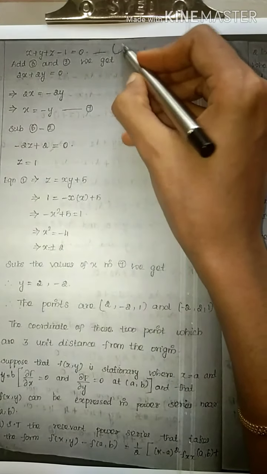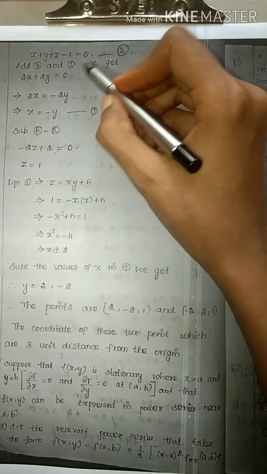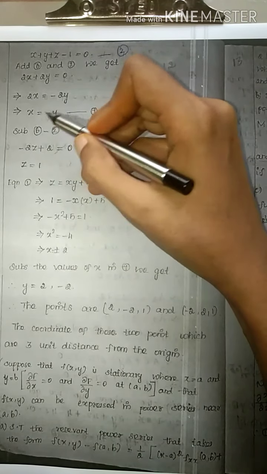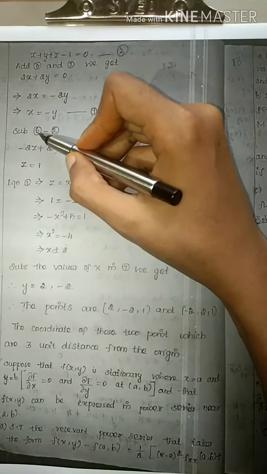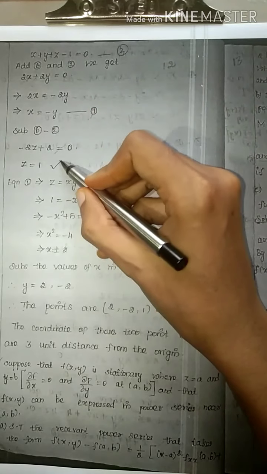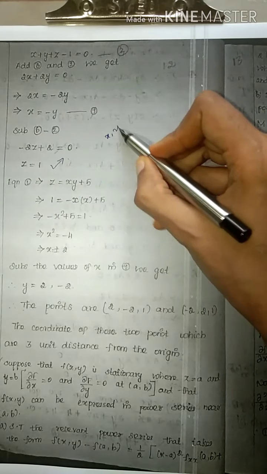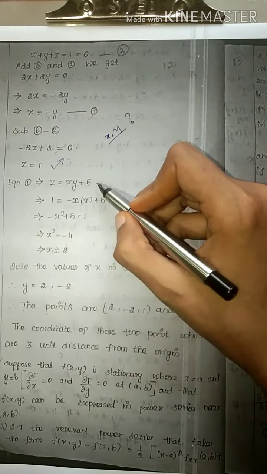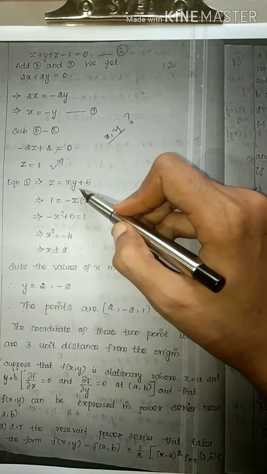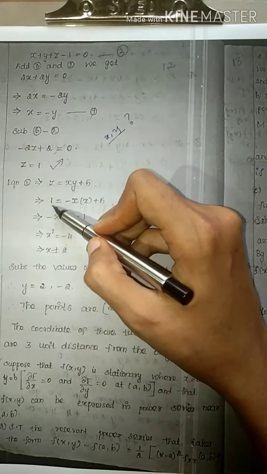See, this is equation number 2. By adding, you will get x is equal to minus y. Again, subtracting those two, you will get z is equal to 1. So one of the coordinates we achieved. We need x and y again. For that, one more constraint equation is there: z is equal to xy plus 5. So here you can substitute the value of z.